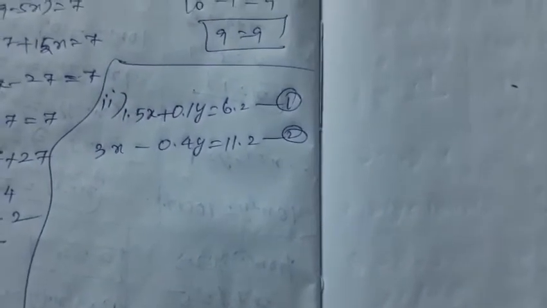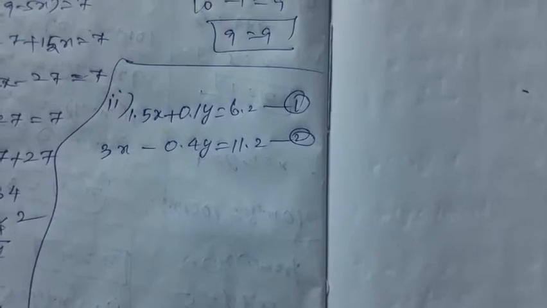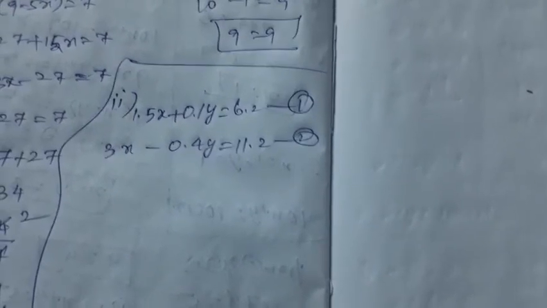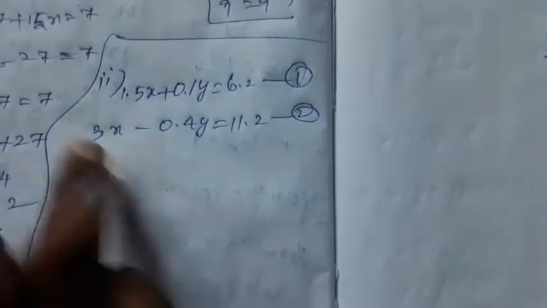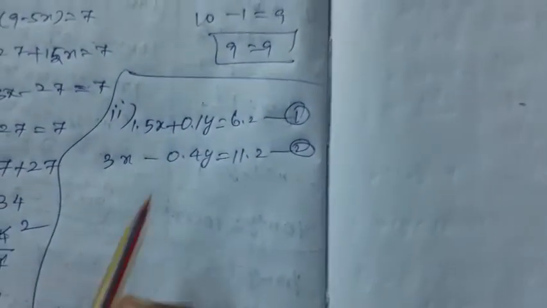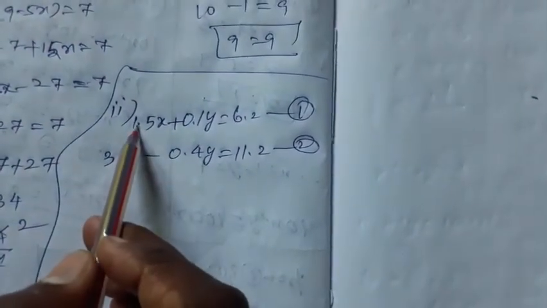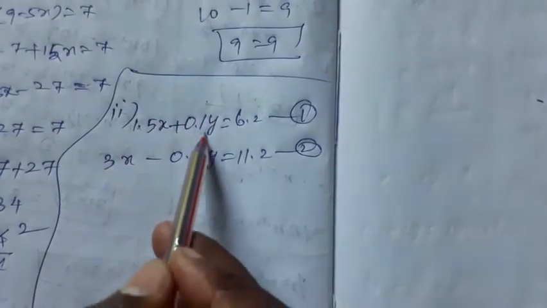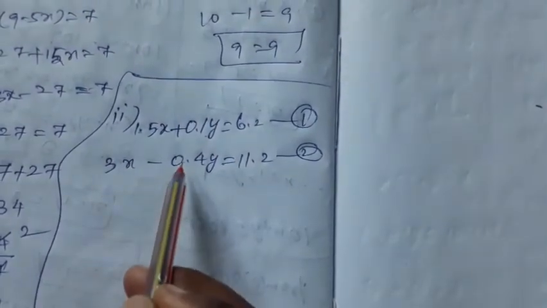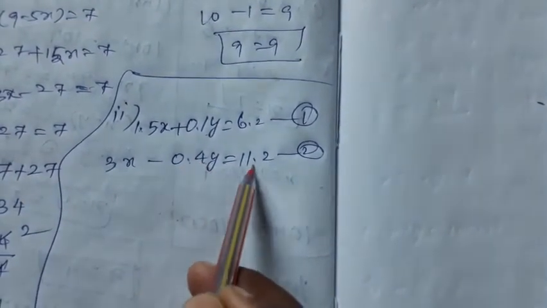Decimals are given, so convert them to integers, that is, whole numbers. See how many digits there are after the decimal point: in the first equation, one place here and one place here. In the second equation also, after the decimal point there is one place here and one place here.